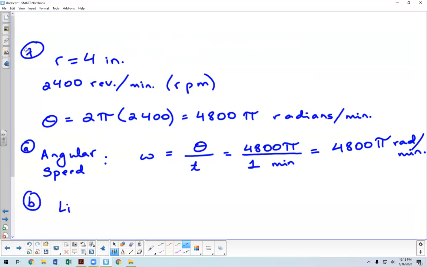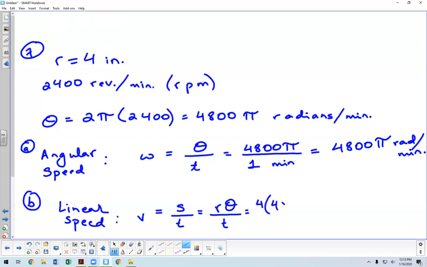Part B is the linear speed. There you go. So that's the V, which is S over T, or you can think of that as R times theta over T. So our radius was 4, and theta is 4800 pi. And what does this come out to be? 19,200. Alrighty, very good.